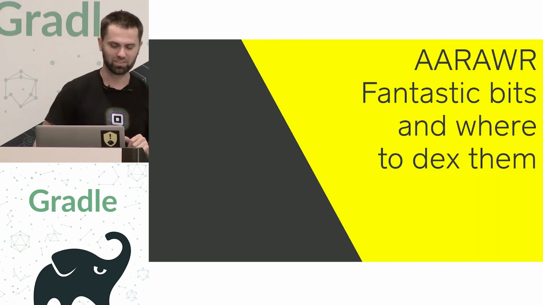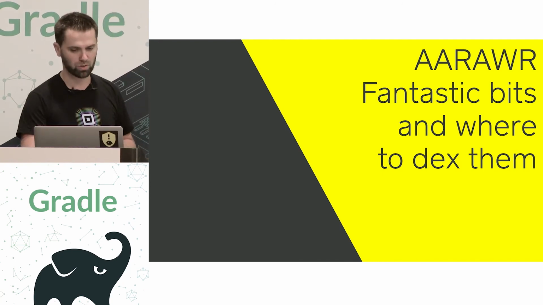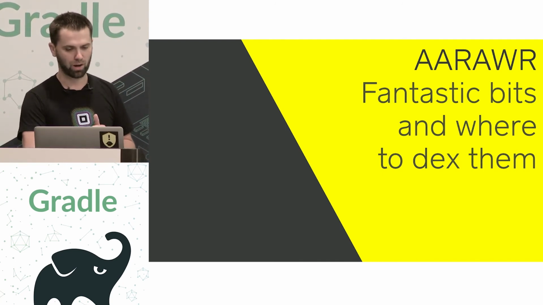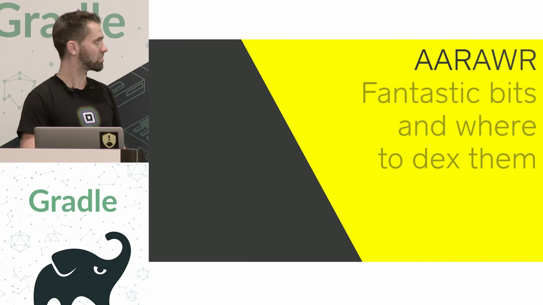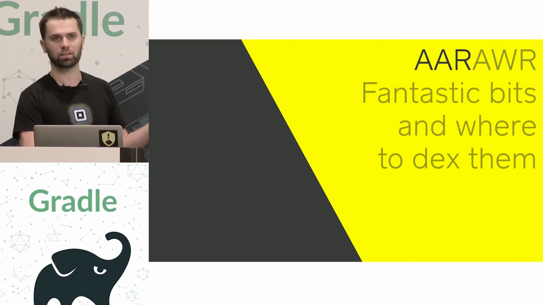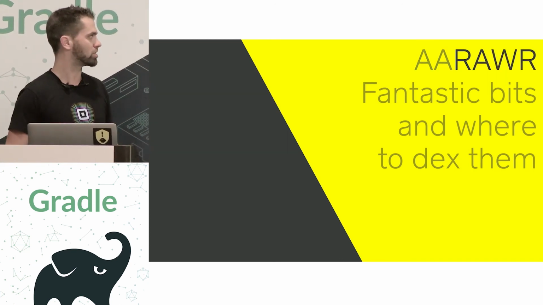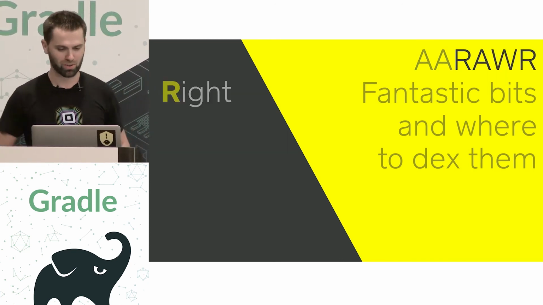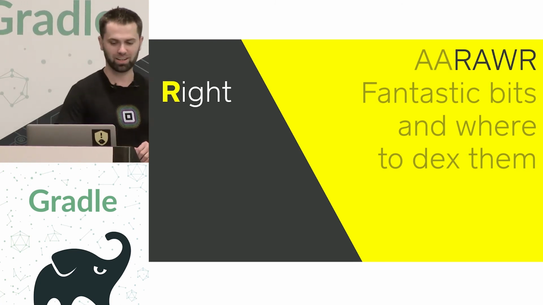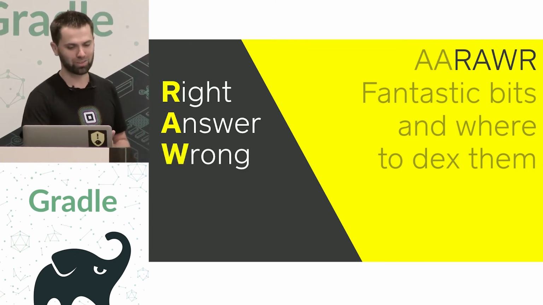All right, let's go back to the title and look at it in a different way. What is this ARAWR thing about? It's two parts: AAR, which is an Android library, like a jar with resources, and then RAWR, which is the sound of a dinosaur, but also an acronym for "sometimes you get to the right answer by following the wrong route."